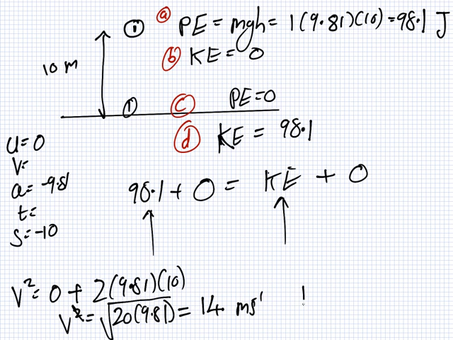So then what's the formula for kinetic energy? Half m v squared, which will be 98.1 joules. Close enough.